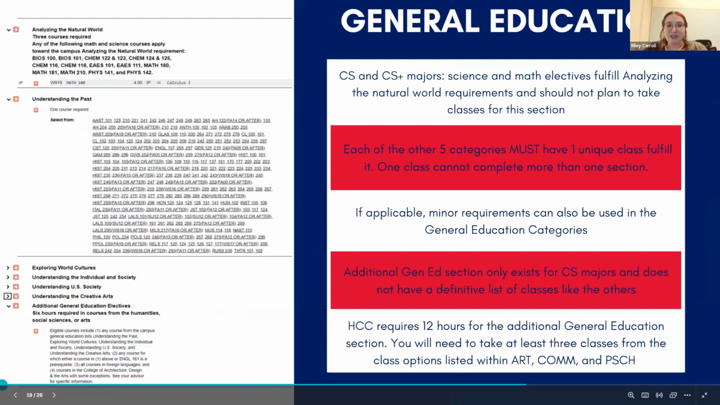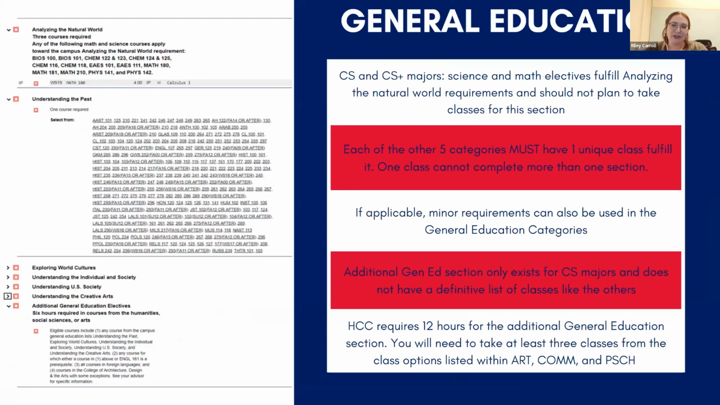So for general education requirements, continuing to move down your degree audit, there are technically 6 different categories here. However, computer science and computer science plus design majors, your math and science classes will be used to complete or fulfill the requirements of the Analyzing the Natural World section. Keep in mind, though, that that does not mean that you get duplicate credit for those courses used. It just means, as mentioned before, that you will not need to worry about this section of your general education requirements. Data science students, however, do have to take a class to complete this section.